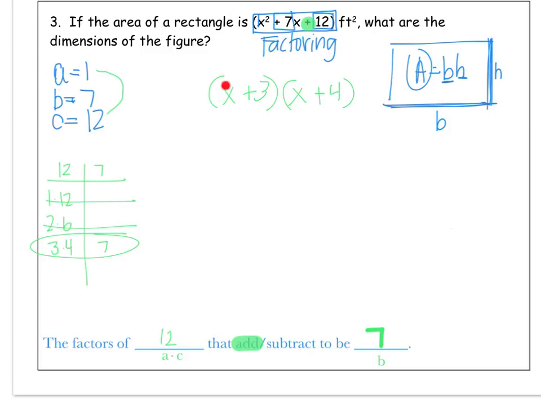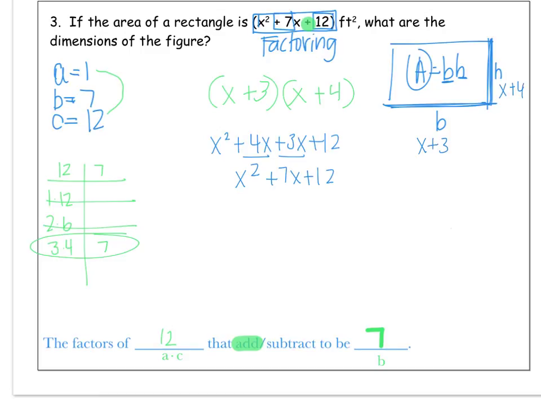So if I were to multiply this out, x times x is x squared, x times 4 is 4x, 3 times x is 3x, and then 3 times 4 is 12, and then combine my like terms. So I multiplied it out, and then I combined my like terms, and I ended up with the original problem. So that would make the base x plus 3 and the height x plus 4.